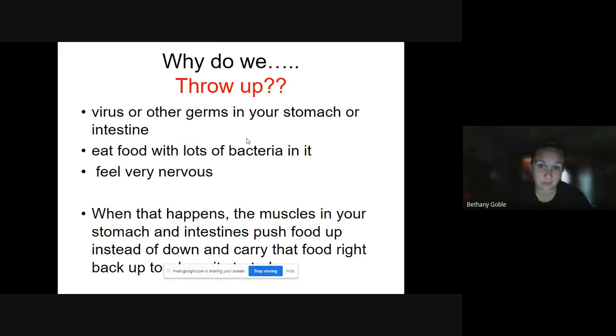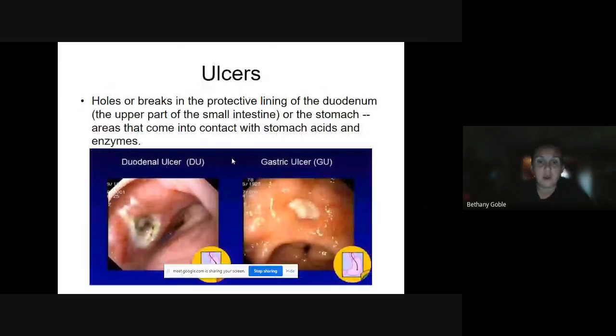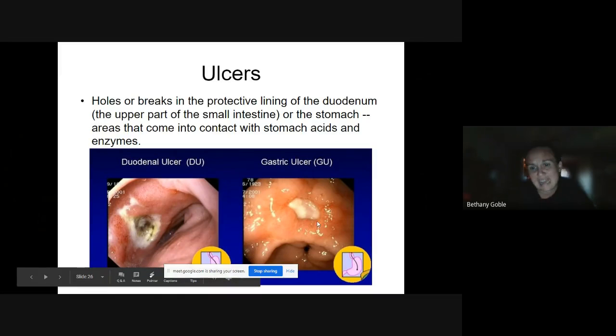Okay. Now we're going to talk about ulcers. So in these pictures down here, this one is a duodenal ulcer, which is close to your small intestine, pretty much just outside your stomach where it meets the small intestine. This one's a gastric ulcer. Whenever you see the word gastric, that means your stomach. So what are ulcers? They're holes or breaks in our protective lining.